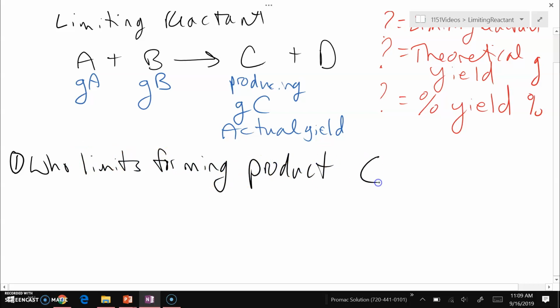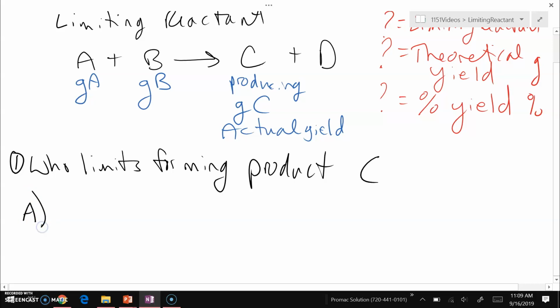Why am I focusing on product C? Because the question would ask you, whatever product C is, it would say, what is the limiting reactant in the formation of C, or some real element or product compound, okay? So who limits? In other words, who's guilty? Reactant A or reactant B? So you actually do this in two parts.